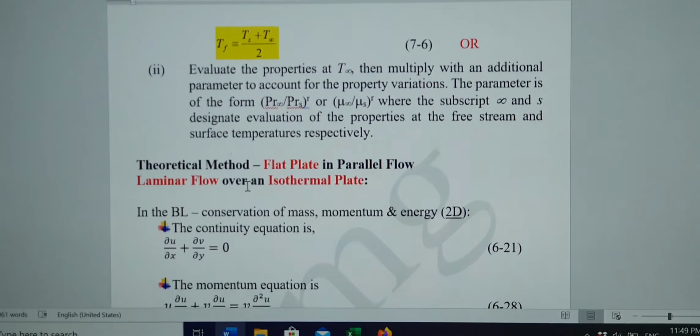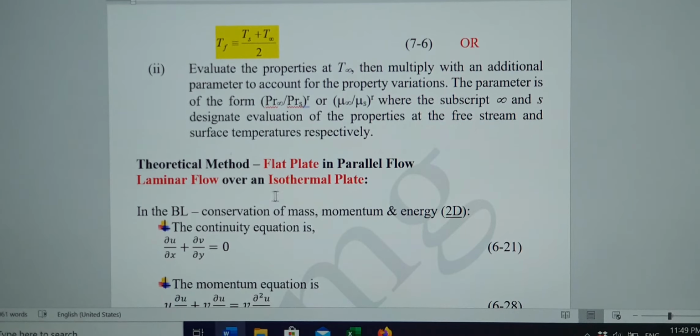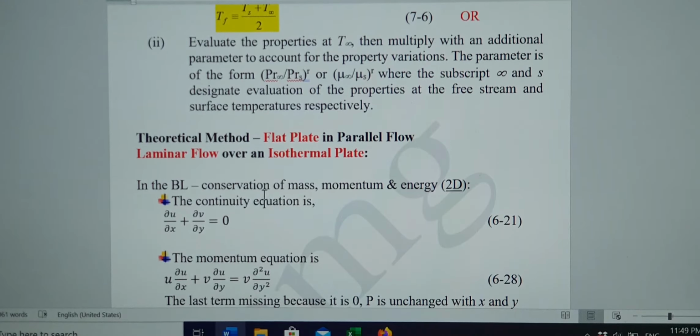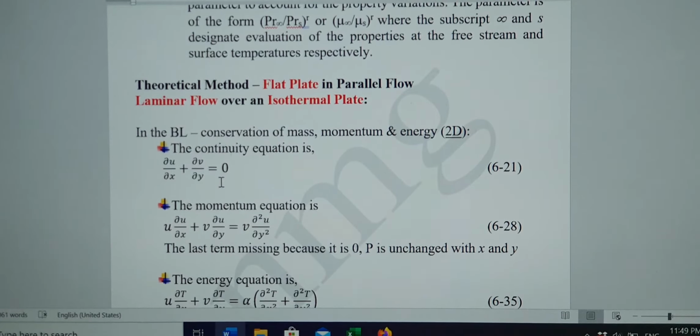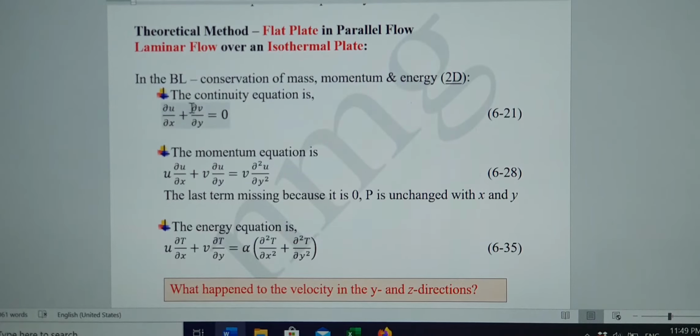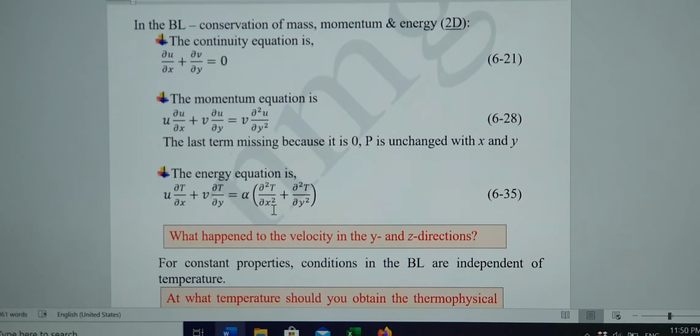For the theoretical method, there is only one solution I mentioned earlier, that is for flow over a flat plate, and it's laminar, and the plate has a constant temperature, isothermal. Okay, so in the boundary layer, conservation of mass, momentum, and energy in two dimensions is presented in chapter 6 of the Cengel textbook. So we have these three equations.